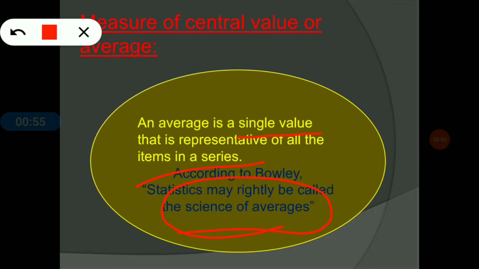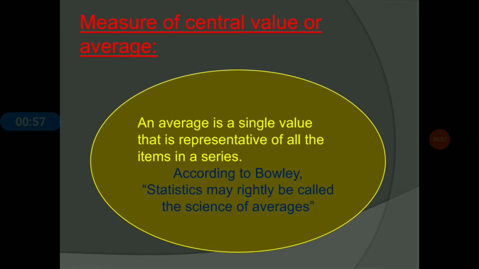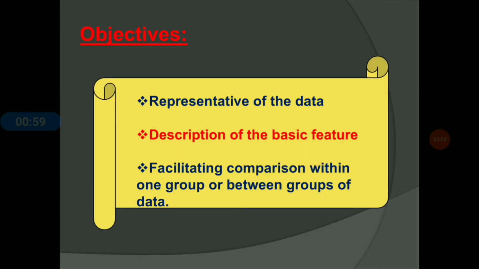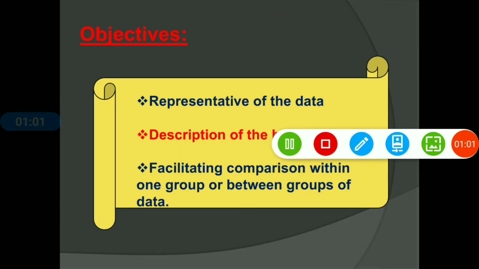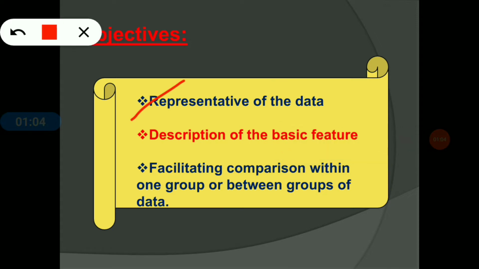Now move on to the next slide, where we can see some objectives of average. The first one is that it is a representative of data. We have already said that average is the true representative of the data, because it indicates a single value, and it describes the basic feature of the whole population. The third one is that it helps to facilitate comparisons within one group or between groups of data. I think the objectives of the average are clear.